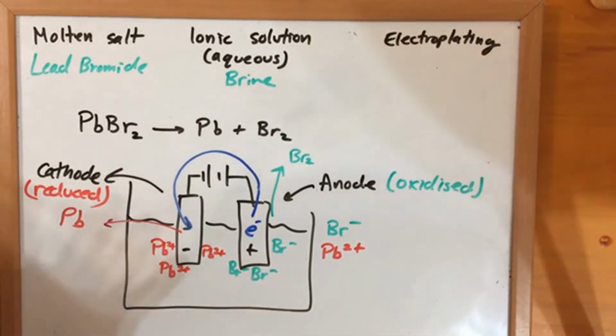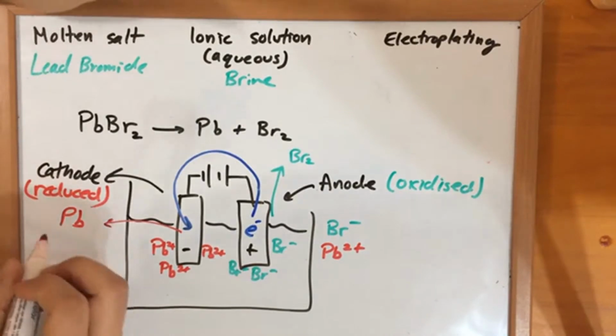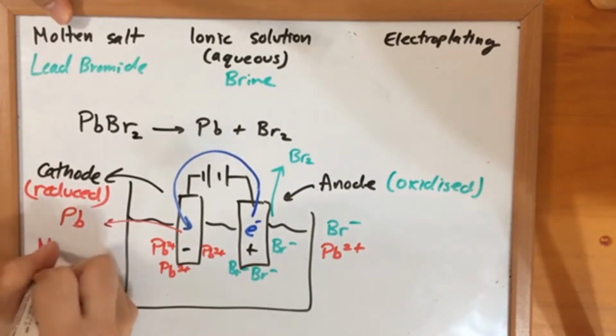Now, another trick that you can use in this one is that at your negative electrode, if it's a molten salt, you're generally going to have a metal that's formed.